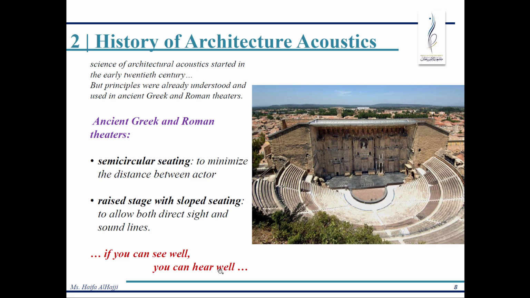Now, the second thing we're going to go over in this lecture is the history of architectural acoustics. Years ago, there wasn't something called architectural acoustics. It was built within the architecture itself. The architects had some acoustic techniques, but they didn't separate it from architecture. That started in ancient Greek and Roman theaters, as we can see in this example.